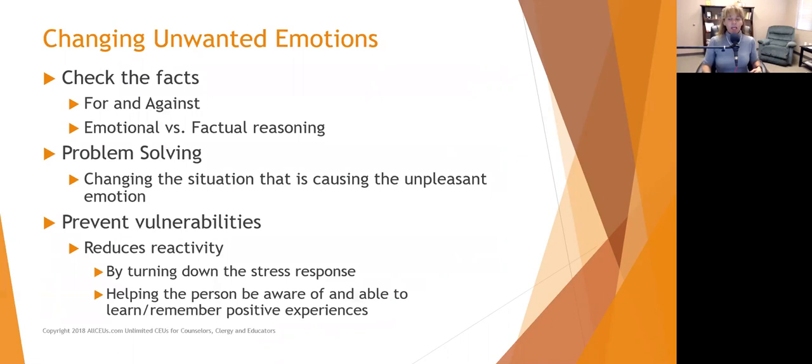So we have a lot of difficulty learning positive things and noticing positive things when we are in an unpleasant, dysregulated state. And remember from Tuesday, it takes 5 positive experiences to balance out every 1 negative one.